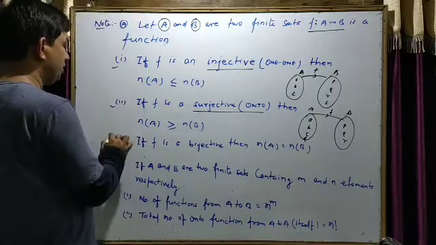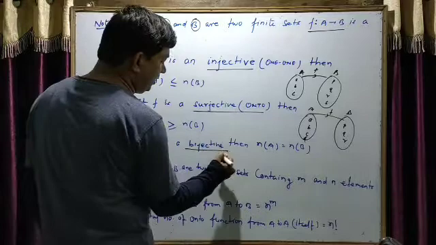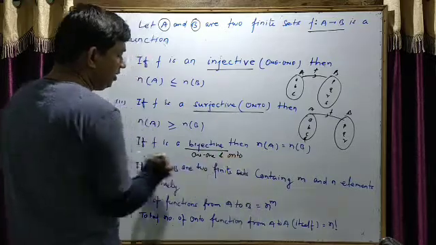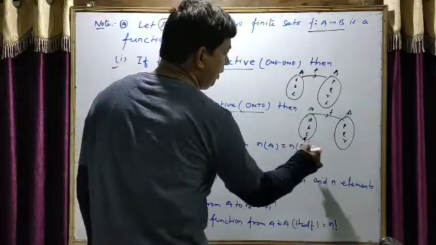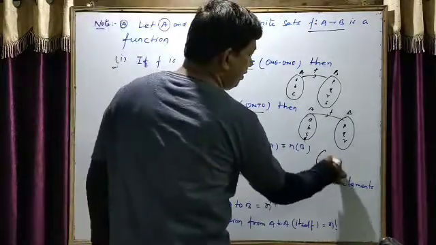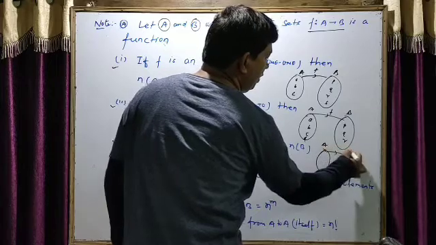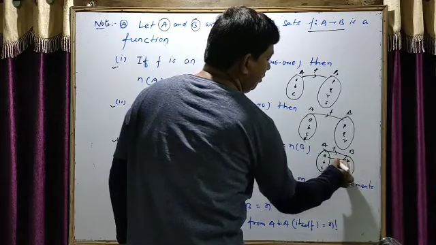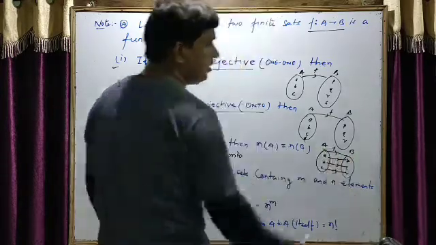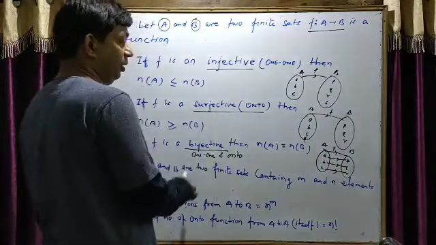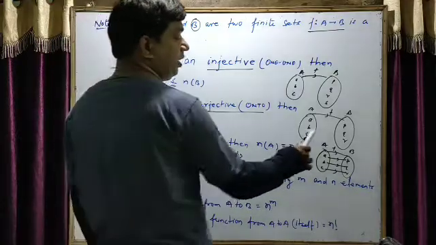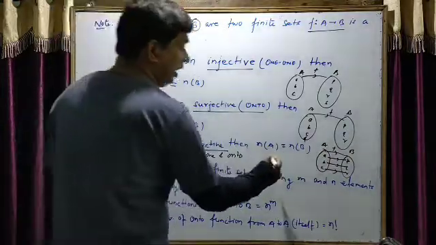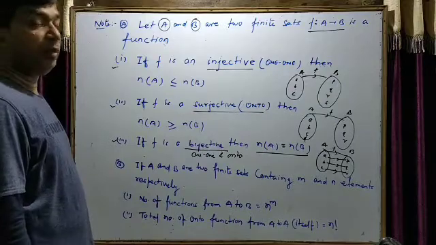Third point: number one is clear, two is clear, and now the third is what? Bijective. Bijective means one-one and onto. So in this case the sets always have an equal number of elements. Suppose f is a rule from A to B, with A, B, C and P, Q, R. So this is related to this, this to this, this to this, a 1-to-1 correspondence, then it is always one-one and onto, that is bijective. Means the number of elements in set A equals the number in set B, both are equal, then it is one-one and onto, that is bijective.